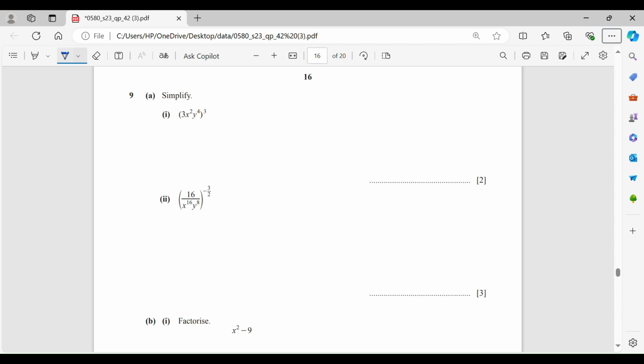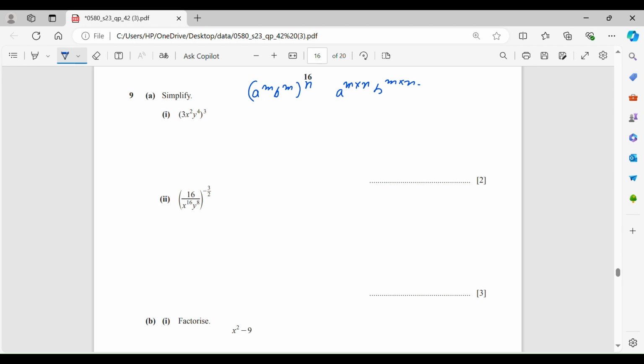Next, question number 9, a part. (3x²y⁴)³. So for this, (aᵐ)ⁿ is a raised to the power m into n, and (bᵐ)ⁿ is b raised to the power m into n, right? So here also we will use the same thing.